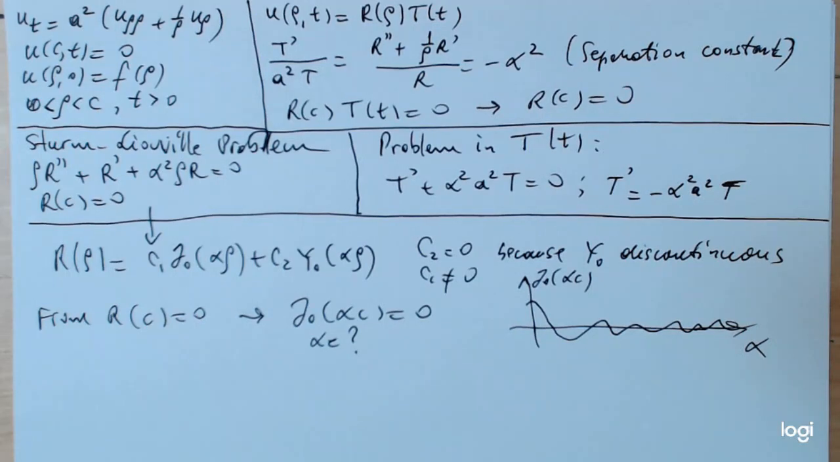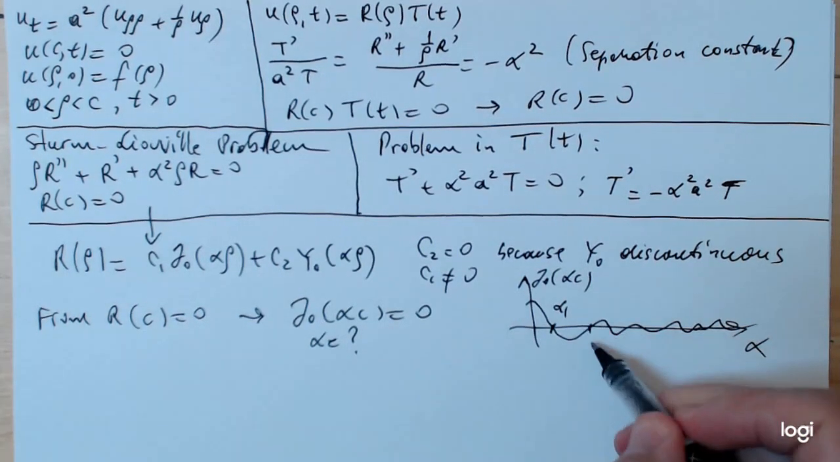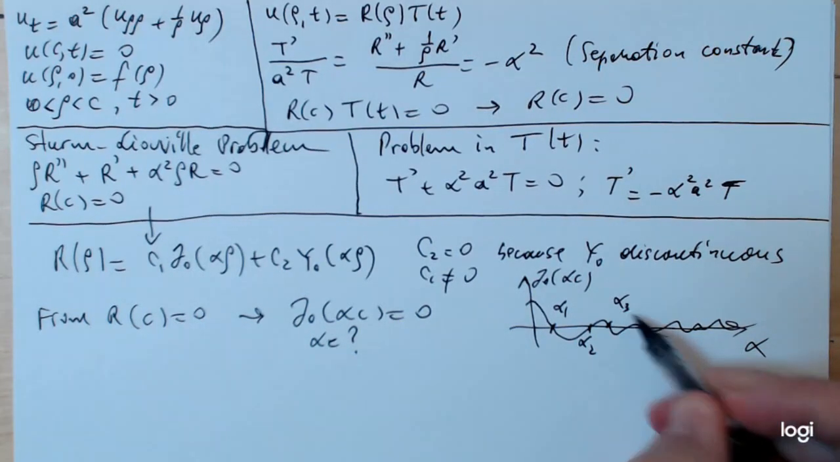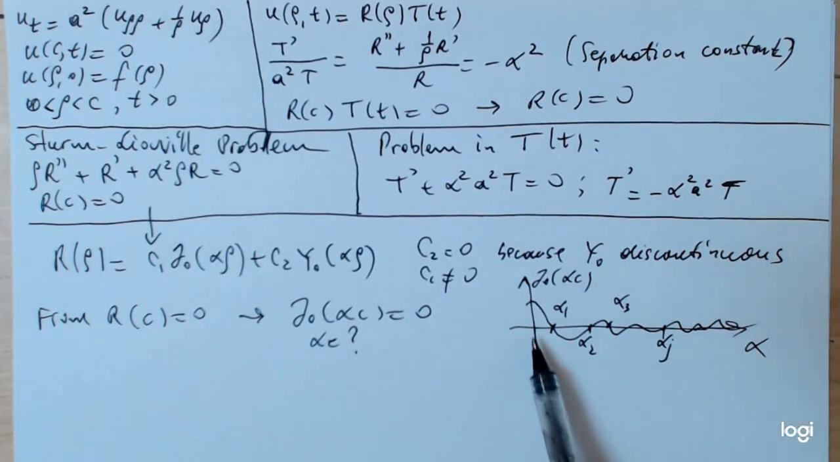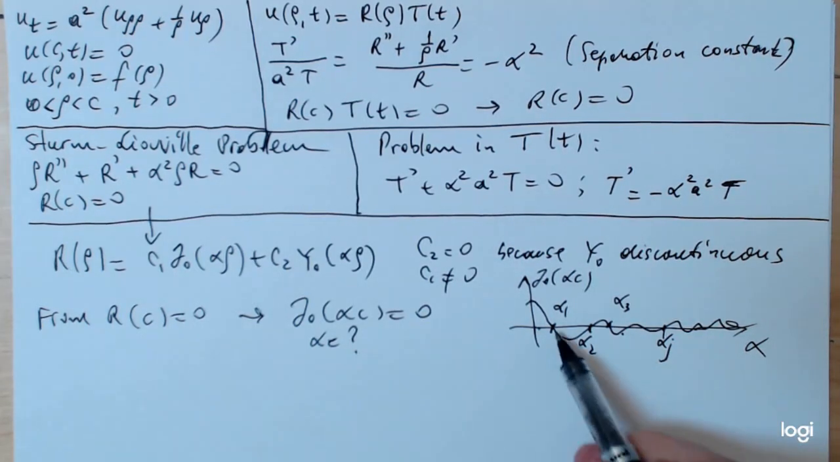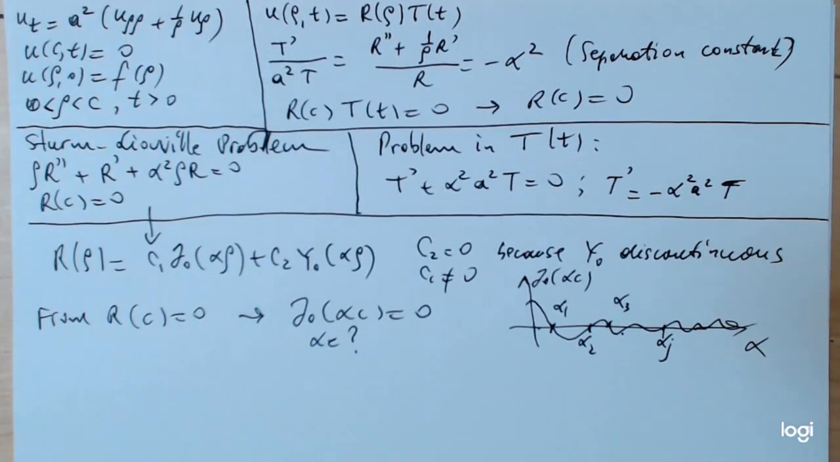But if we plot J naught of alpha C with respect to alpha, you will see, of course, that the Bessel function intersects the horizontal axis infinitely many times. So you simply denote the intersection points, those roots, as alpha 1, alpha 2, alpha 3, alpha j, and so on. And you assume these roots are known, because you can only approximate them, since you don't have a closed form for the solution. But for all practical purposes, consider these solutions as known.